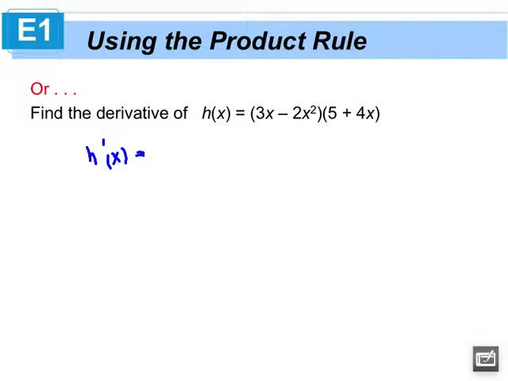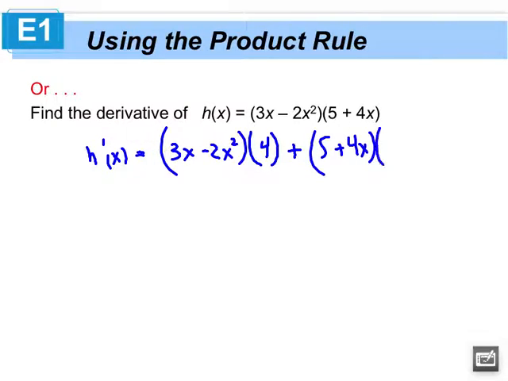Okay, so the first times the derivative of the second plus the second times the derivative of the first. In this particular example, you would have a valid argument if you were to say, I thought it was easier if we just multiplied it out. That is true. Okay. You still have to go through all this work here.